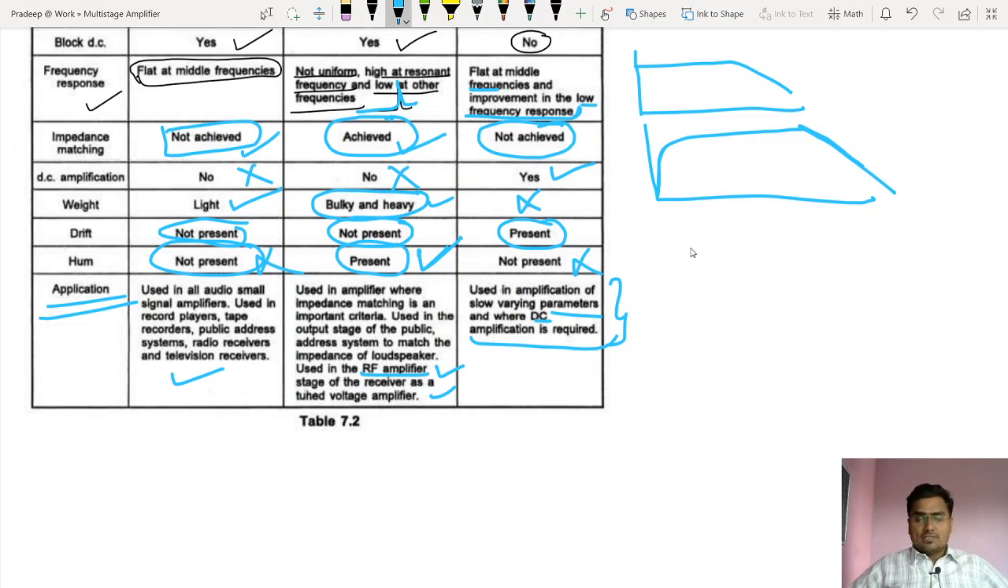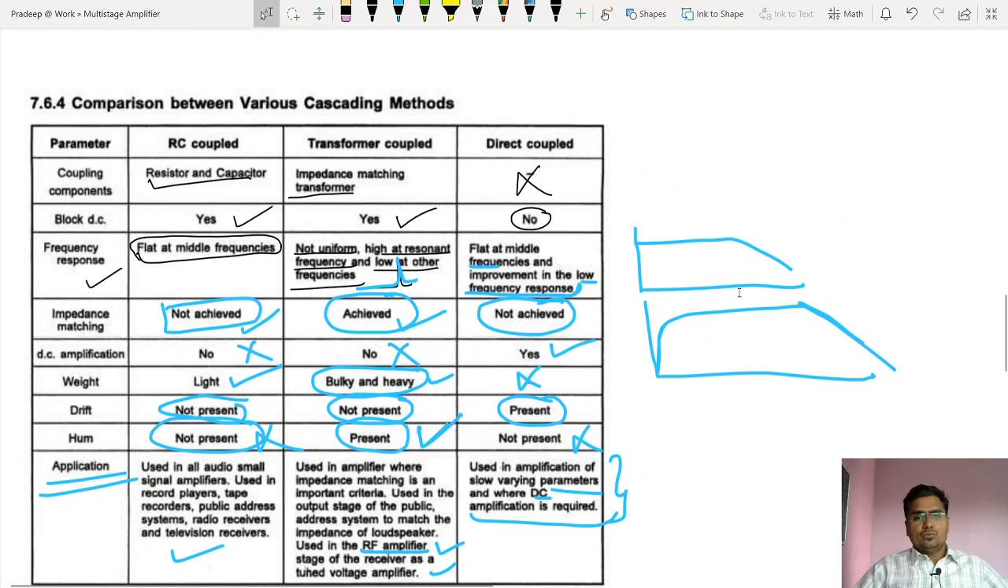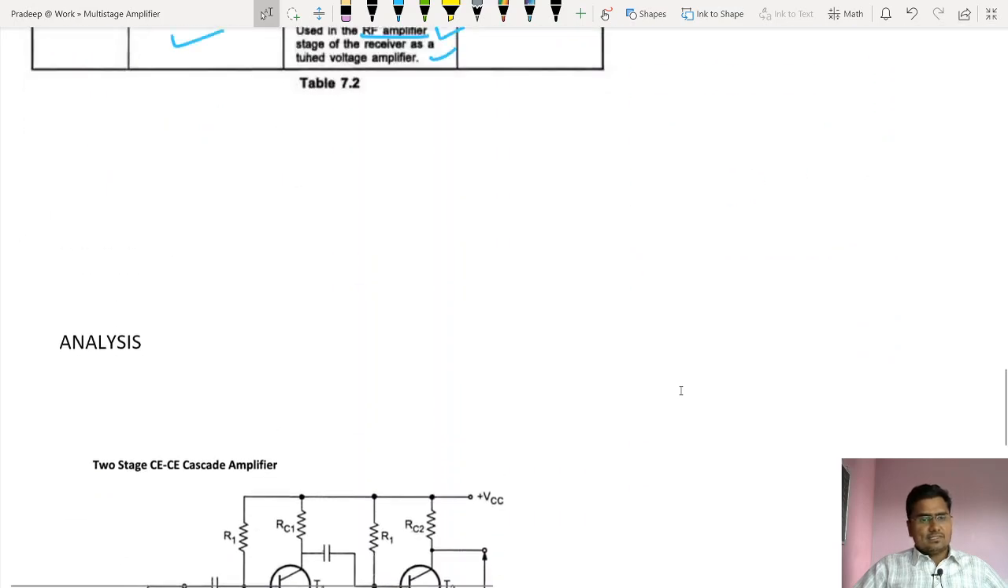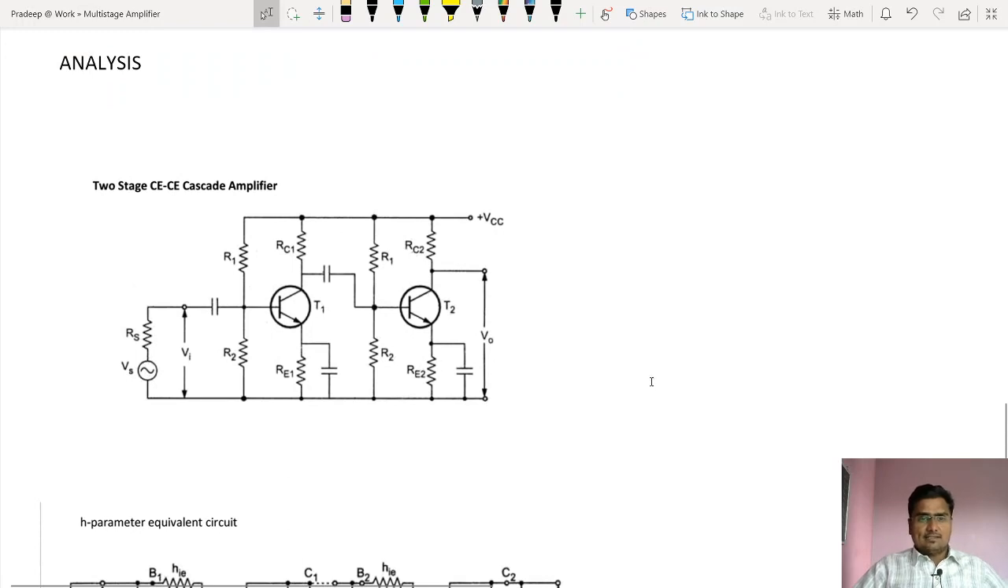So those are the parameters by which I can compare all those cascading methods, is it? I have separate notes for that. I'll share them among you people, so do not worry about it. So what else do we need to discuss? Yes, now we have to start with the analysis of two-stage RC coupled amplifier. What I have written, CE to CE amplifier.